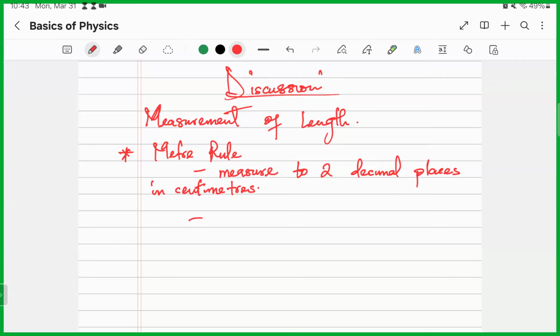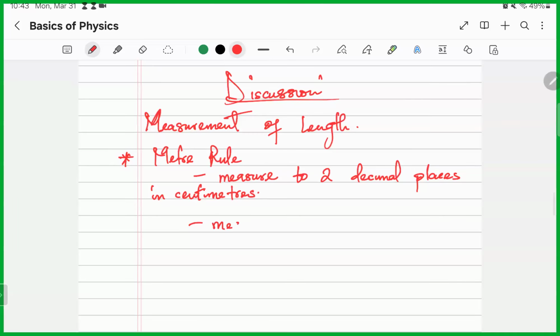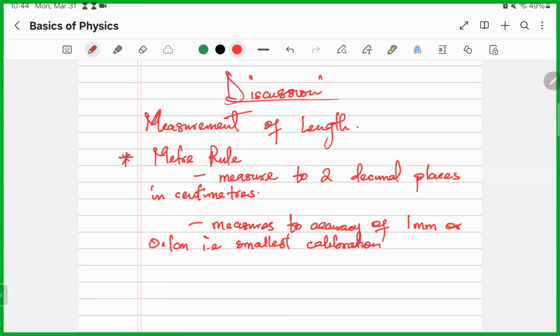Speaking of the meter rule still, we say we measure length to the accuracy of 1 millimeter or 0.1 centimeter. That is the smallest graduation, or I can call that calibration, on the meter rule. That's the smallest calibration on the meter rule. So keep that in mind.